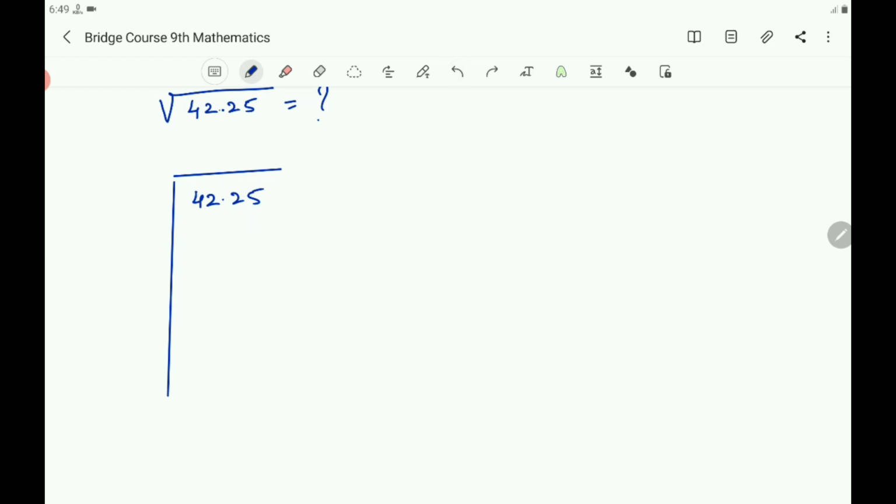We have to put bars on both the integral part and the decimal part. Here which is the decimal part? You know that it is 42.25. Two parts are there. This part is called the decimal part and this part is called the integral part. And here we have to put the bar for both parts, integral part and decimal part.